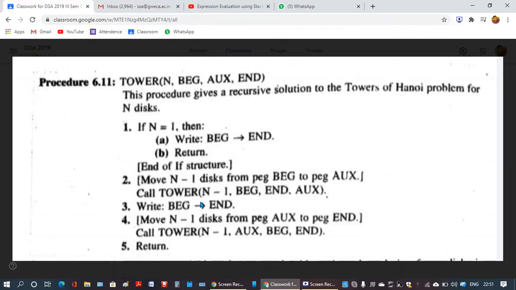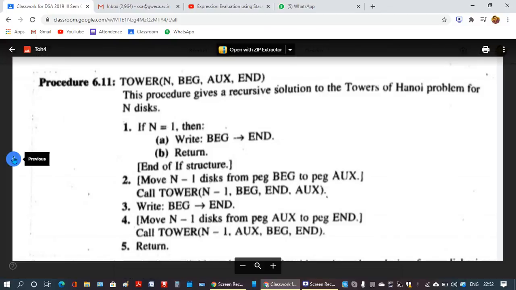So this is this step. And now you have shifted n minus 1 from begin to auxiliary. So now you will shift again from auxiliary to end using begin. So this is the n minus 1 problem. So in this way, you can solve the Tower of Hanoi problem recursively.